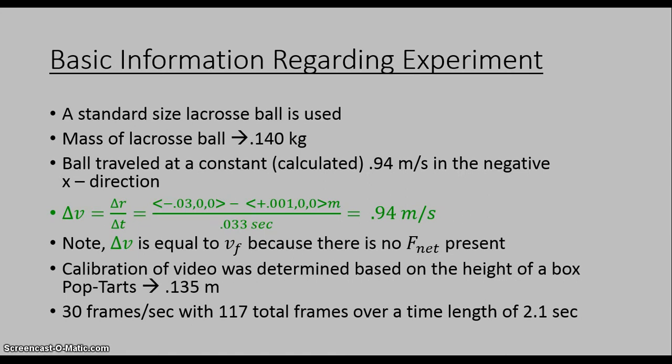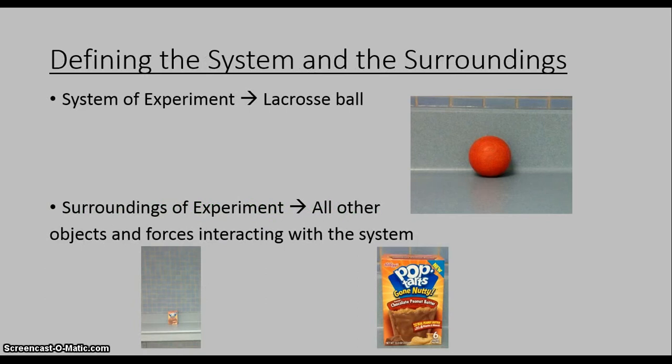It should be noted that delta v is equal to the ball's final velocity because there is no net force acting on the lacrosse ball. This is according to Newton's second law. This video was calibrated by using the known measured height of the box of Pop-Tarts to be equal to 0.135 meters. Finally, the total time frame of the ball's change in position lasts for 2.1 seconds, during which there are 117 frames filmed at a rate of 30 frames per second.